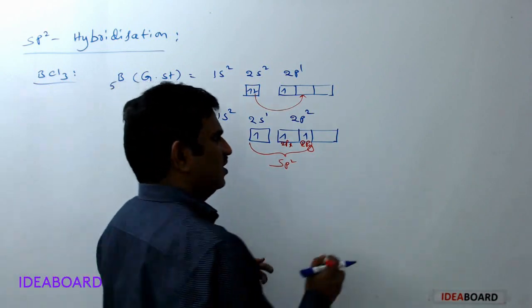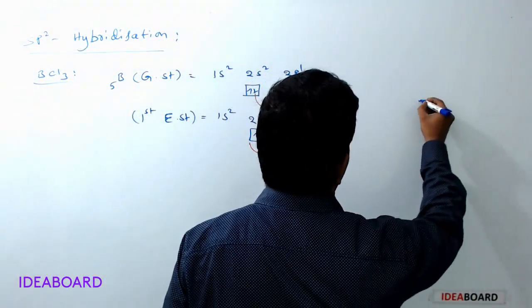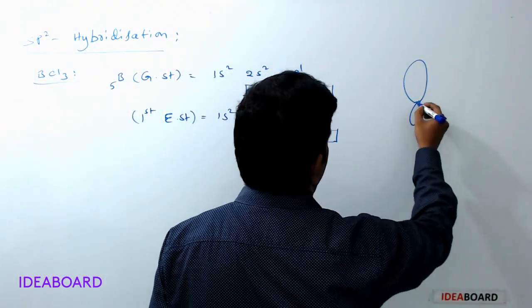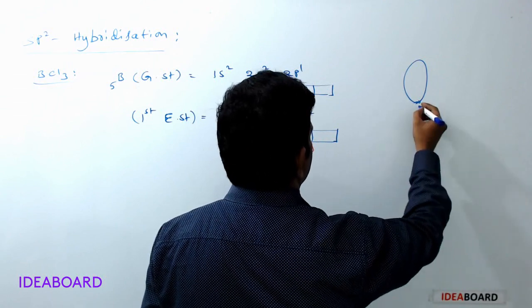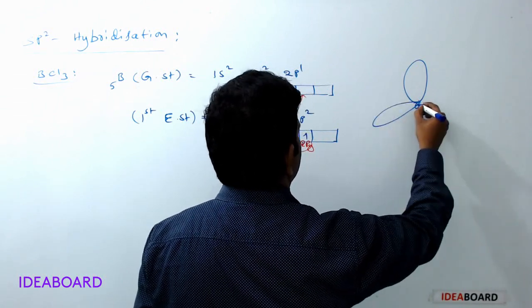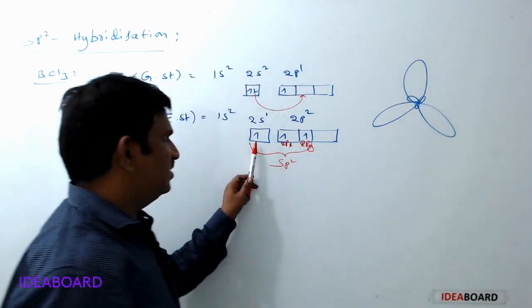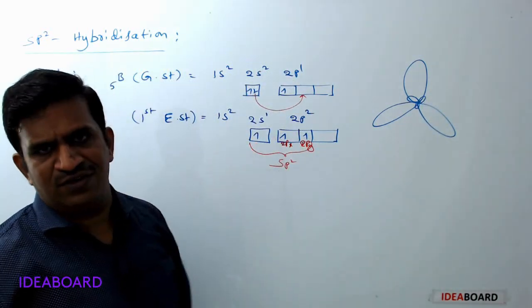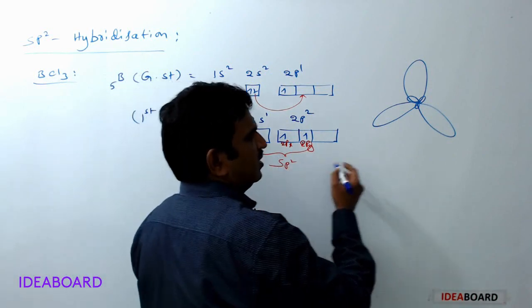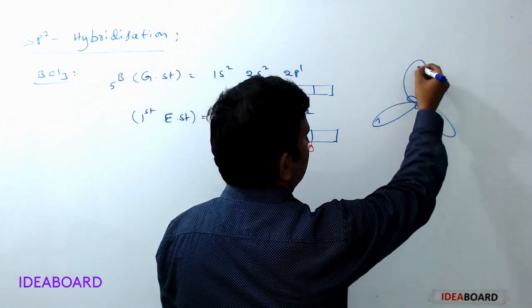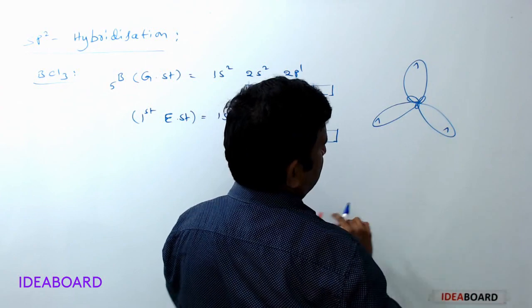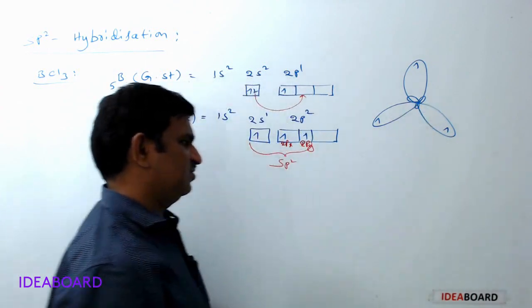Totally, at each boron atom, 3 hybrid orbitals are present. This is one hybrid orbital, and this is the second hybrid orbital, and this is the third hybrid orbital. Each hybrid orbital can be filled with one electron. Same as normal atomic orbitals, this is also having one electron, and these are the hybrid orbitals.